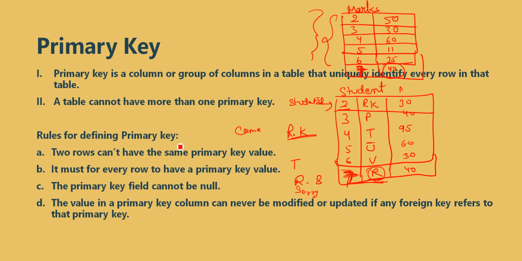So read this line again. The value in a primary key column can never be modified or updated if any foreign key refers to that primary key. Let's say I haven't created this table and I haven't stored this 7 or 40. Then it is very easy for me to update this 7.